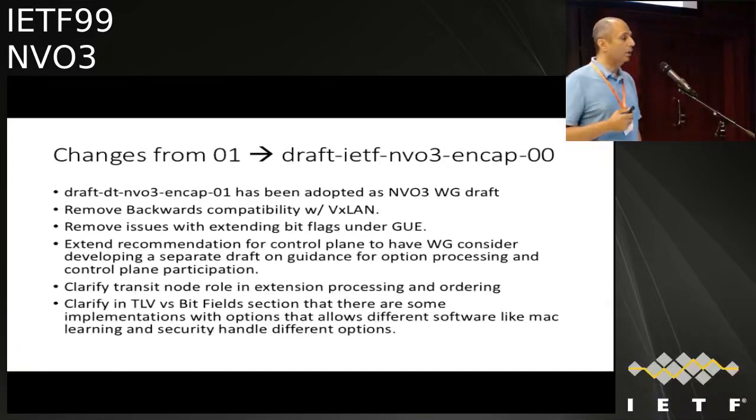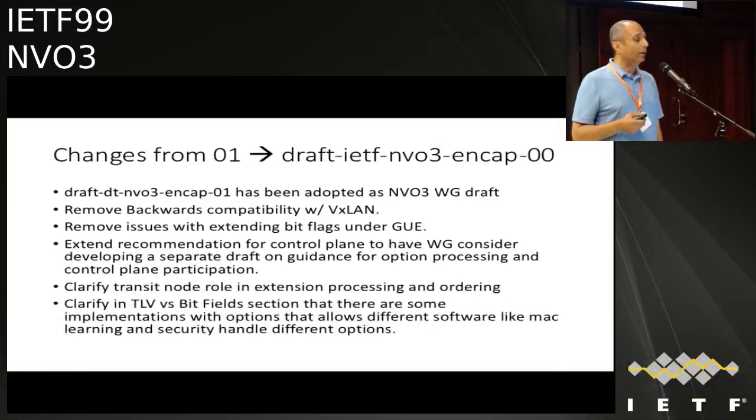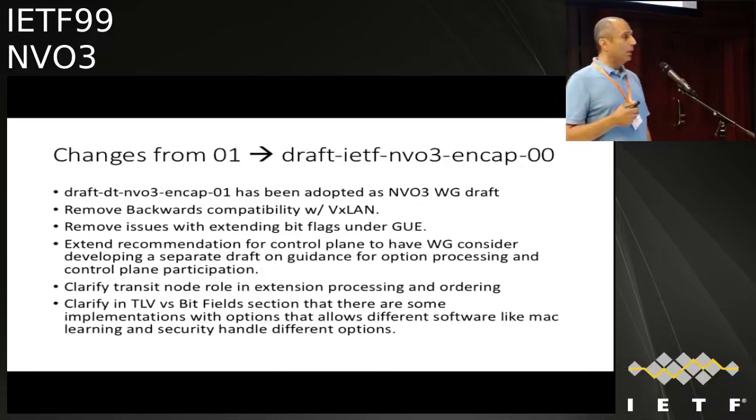The following changes are more additions or clarifications to the document. For example, we added a recommendation for the control plane to have the working group work on a draft for guidance on how the control plane would help in option processing, as well as ordering and option size, and the next protocol that could be signaled with Geneve using the control plane. So the control plane participation in general was that this is a dynamic or a centralized control plane.